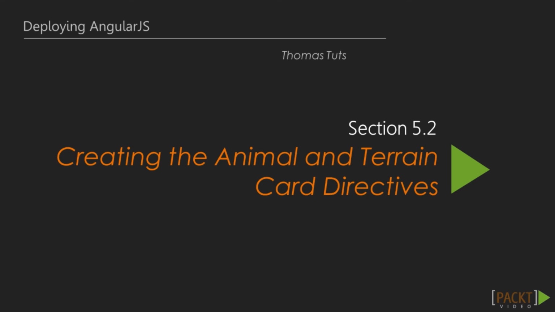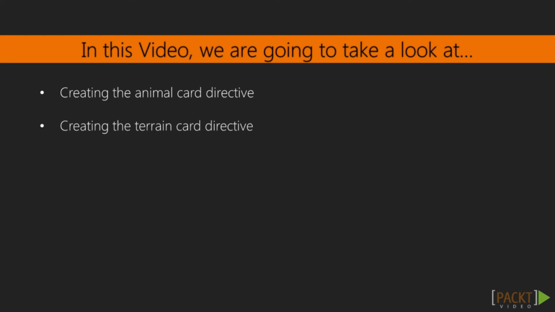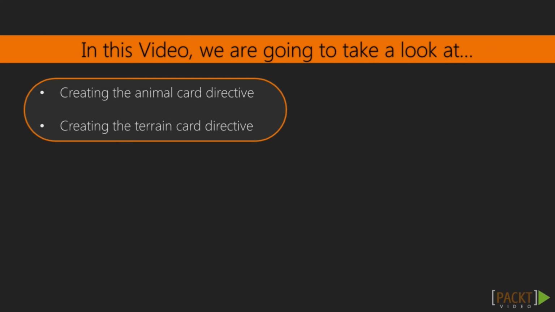This is the second video of section 5 on developing the application. In this video, we'll take a look at how we can create reusable components for our application using directives. We'll do this for both the animal and the terrain. We're going to create directives that contain the presentational logic so we can easily call upon these directives later.